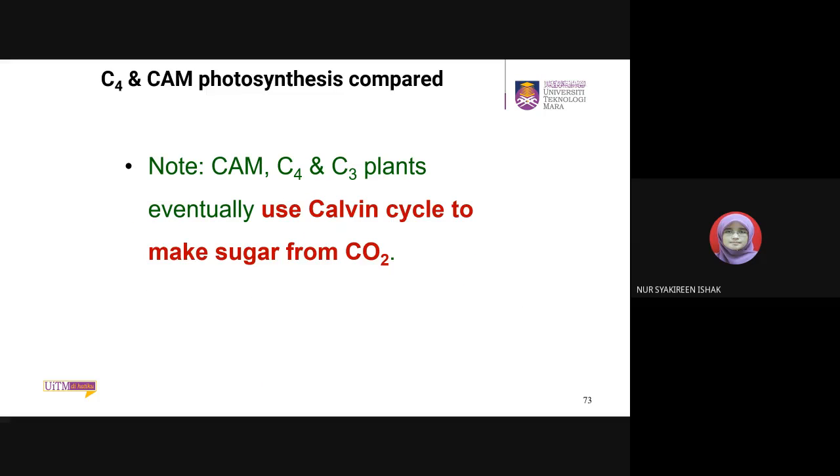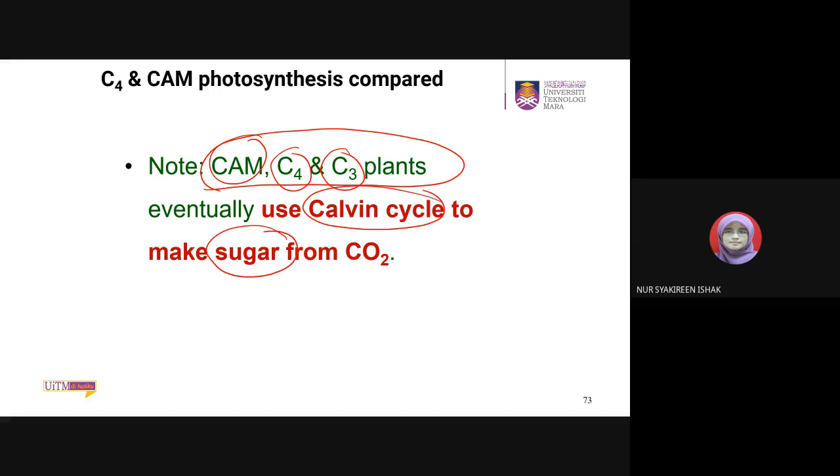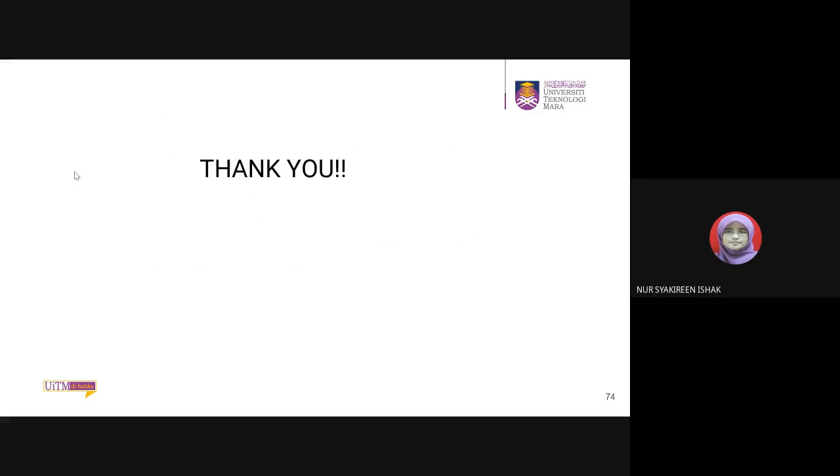So ingat basically semua plant, tak kisahlah ada C3 ke, ada C4 ke, CAM ke, tetap akan undergo Calvin cycle untuk menghasilkan sugar. Maksudnya semua plant ni akan juga menggunakan Rubisco dan juga RUBP. Cuma tambahan untuk kedua ni adalah dia ada extra carbon fixation, PEP dan juga phosphoenolpyruvate carboxylase as the enzyme. Okay, so that's the end of photosynthesis lah.